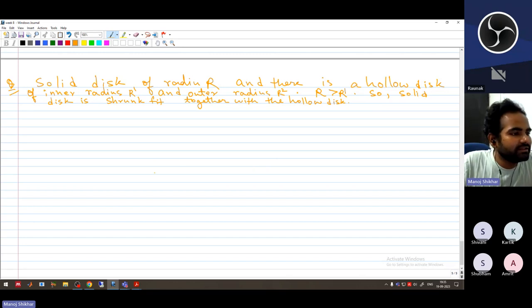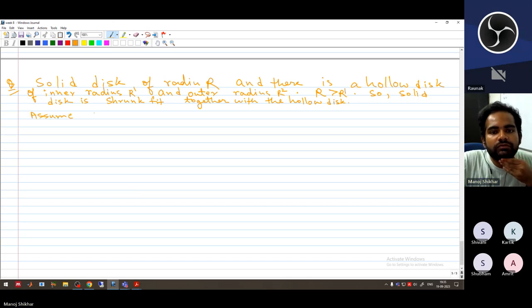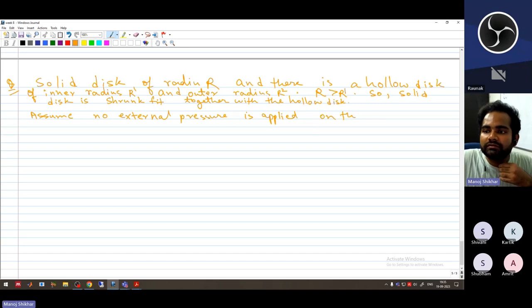It is one of the methods. So what do we have to find in the question, and what are other things which are given? Okay. So first the assumptions which are given: assume no external pressure is applied on the outer hollow disk. On the outer hollow disk.